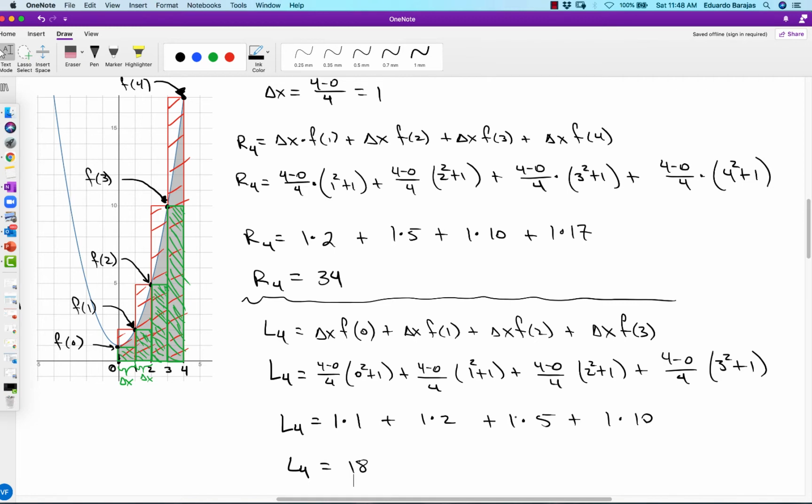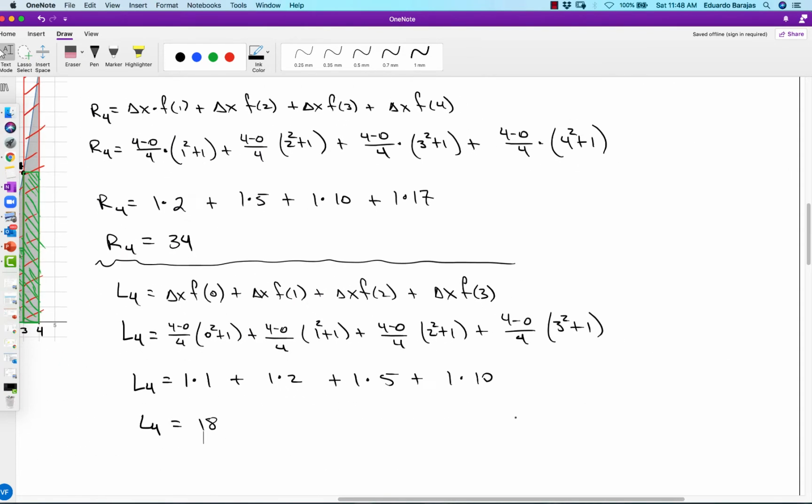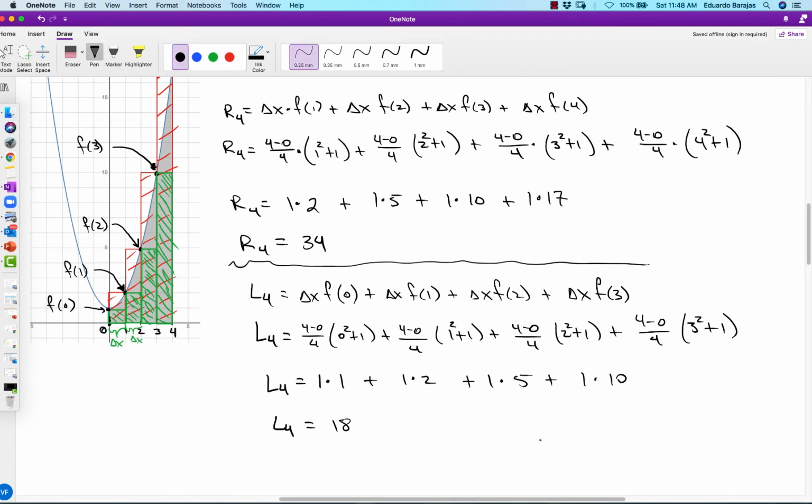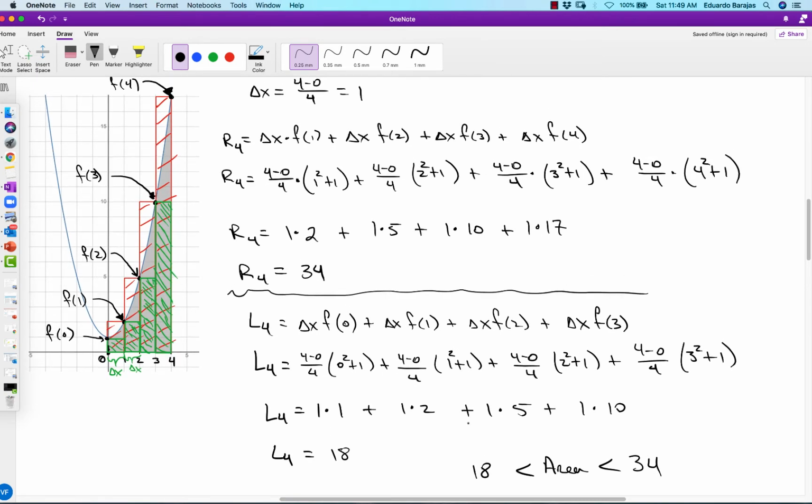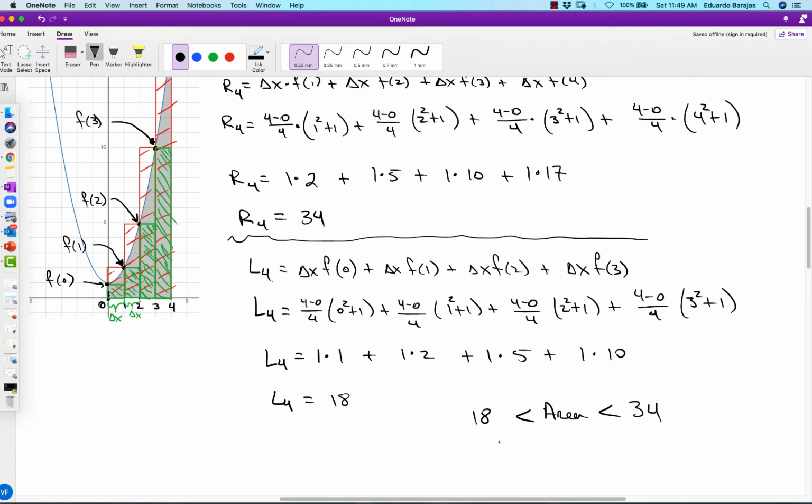So we can establish that we think the real area is less than 34, but greater than 18. Clearly the gray area that we're after, the real answer, is going to be bigger than the sum of the green rectangles, which was the 18, but smaller than the sum of the red rectangles, which is the 34. So we're getting a better approximation of area. This 18 was the L sub 4, and the 34 was this R sub 4, and the real answer is somewhere in between the two. But either one by themselves makes an okay approximation. Clearly not great, but we're getting closer and closer to the real answer.